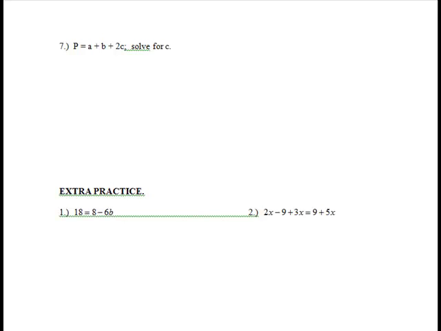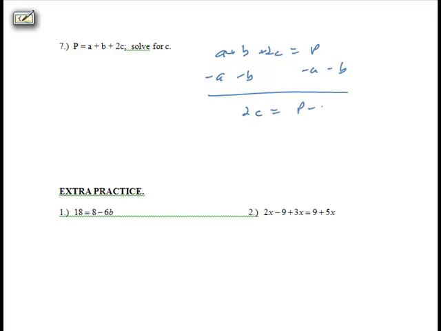We only have one c in the problem, so it's already on one side, but if we want to be consistent, get it on the left-hand side, we could, of course, just swap sides, write it as a plus b plus 2c is equal to p. And then get c by itself, get rid of that plus a and plus b, subtract a, subtract b from both sides, leaving us 2c is equal to p minus a minus b. And then just divide both sides by 2, so c is equal to p minus a minus b all over 2. Now the equation is solved for c.